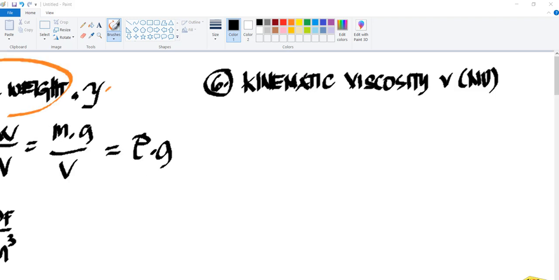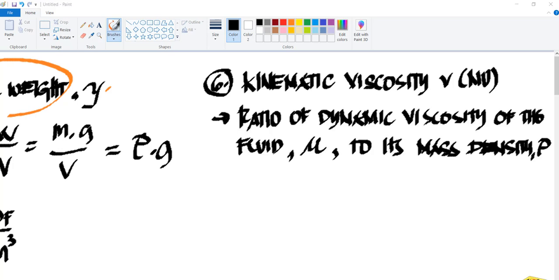Next, we have the property kinematic viscosity, with the symbol nu. We define it as the ratio of the dynamic viscosity of the fluid, or mu, to its mass density, rho. So the equation is the absolute dynamic viscosity divided by the density. That is the kinematic viscosity that we have defined.